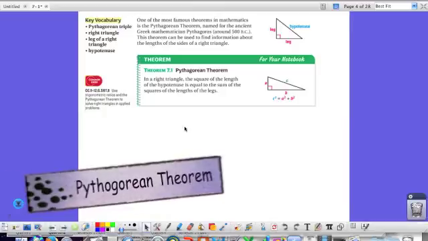So one of the most famous theorems in mathematics is the Pythagorean theorem, and it is named for the ancient Greek mathematician Pythagoras around 500 years BC. This theorem can be used to find information about the lengths of a right triangle. So in a right triangle, the square of the length of the hypotenuse, so that would be c squared, is equal to the sum of the squares of the lengths of the legs. So the square of a and the square of b, add them together, and that gives you the Pythagorean theorem.